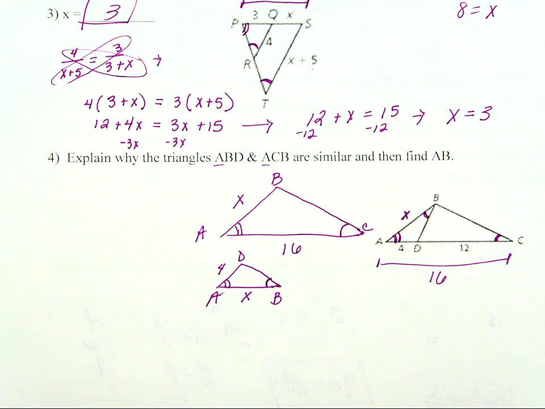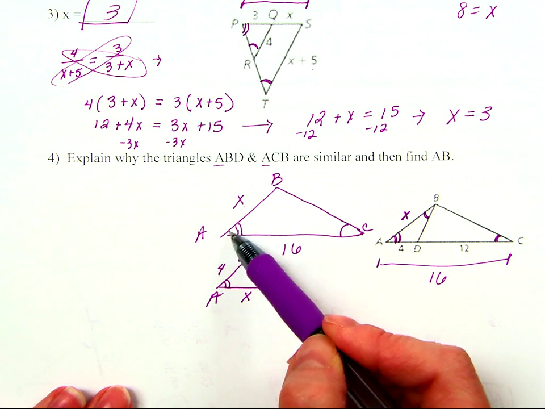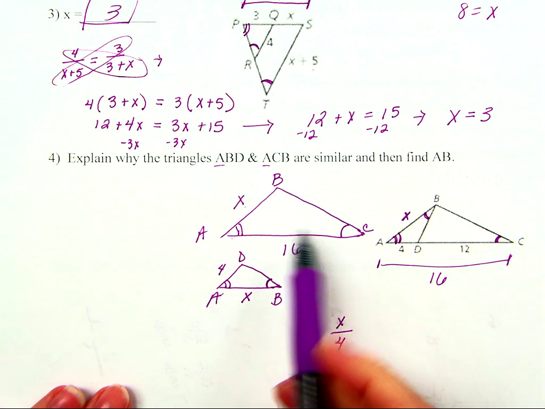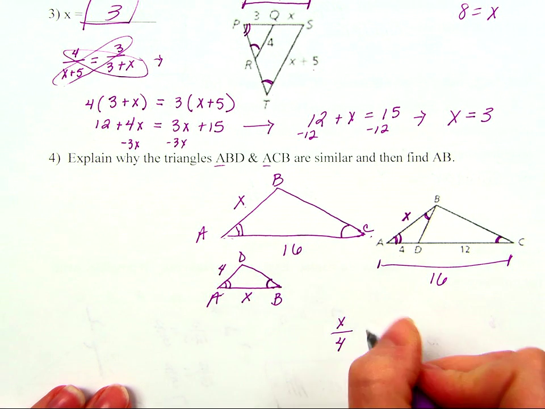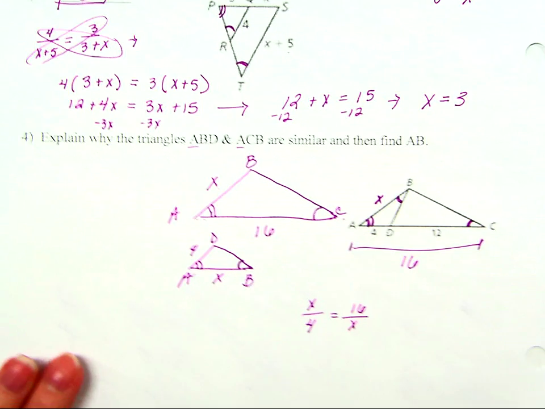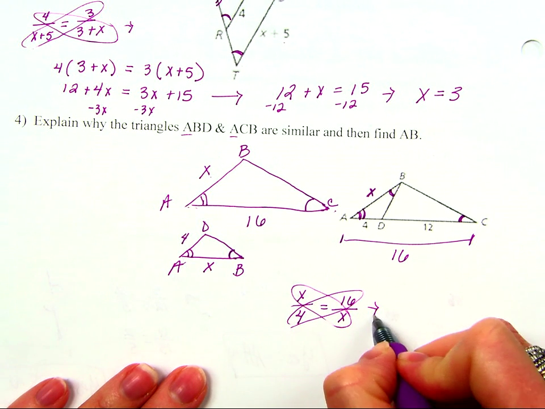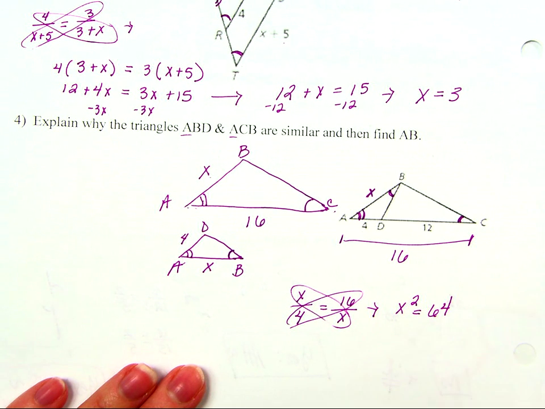Once I have separated them and drew them separate in the same orientation, I have a much easier time setting up my ratio. I know that x, this side here, is going to correspond to 4. And my side 16, my long side here, is actually going to correspond to x. Well, what are we going to get if we solve here? I'm still going to take a look at my cross products, and we'll actually find that x squared is going to be equal to 64.